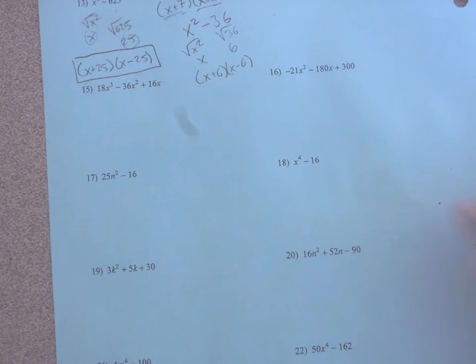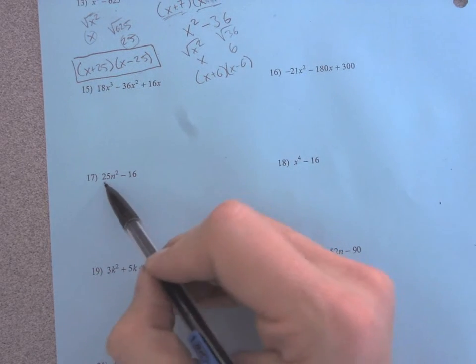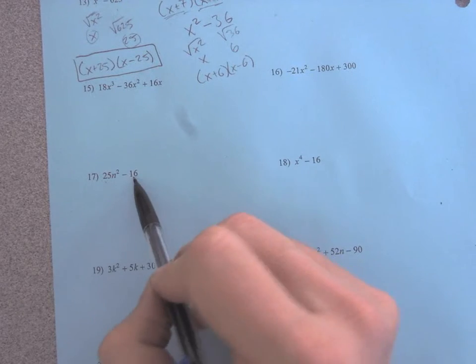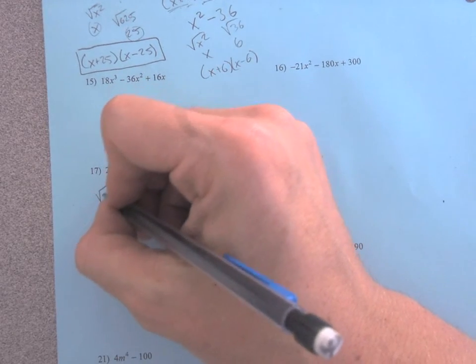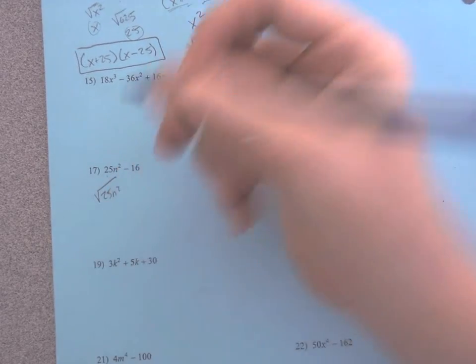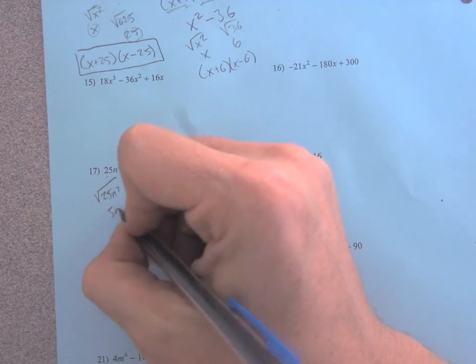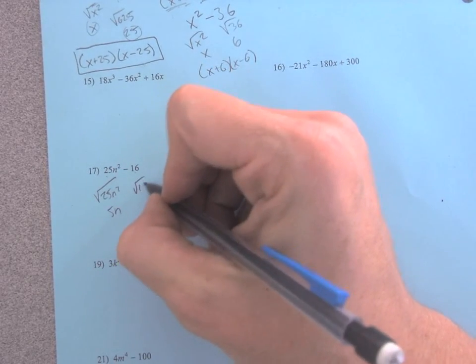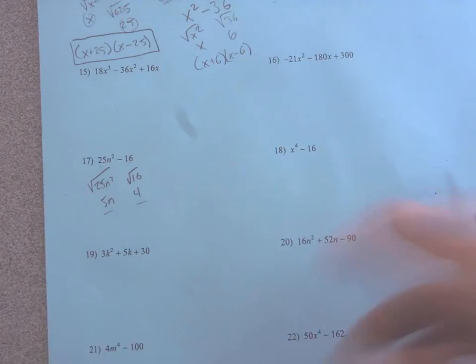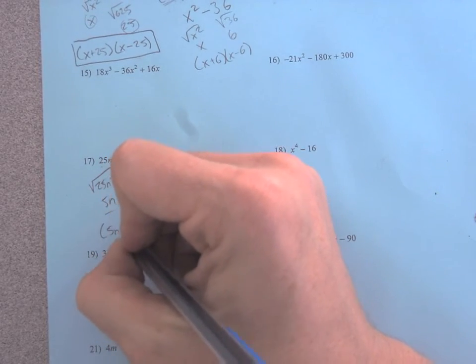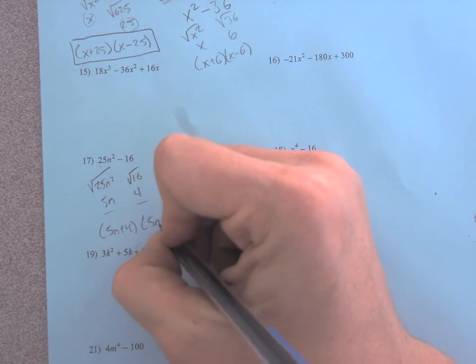So we're going to think, is this a difference of squares? Well, this is 5 squared, and this is 4 squared. So let's set up our conjugate pair. Let's take the square root of 25n squared. Altogether that is 5n. And if I take the square root of 16, that's 4. So these are the two building blocks of my conjugate pair. I need a 5n plus 4, and I need a 5n minus 4.